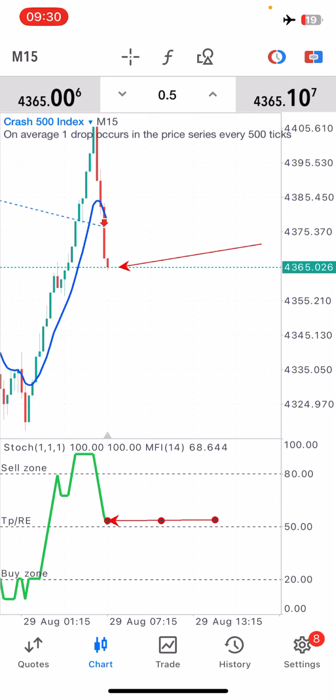Let me know what you think of this strategy, guys. Try it out on your demo accounts first before moving on to your real accounts, because trading is very risky and you might lose your capital.